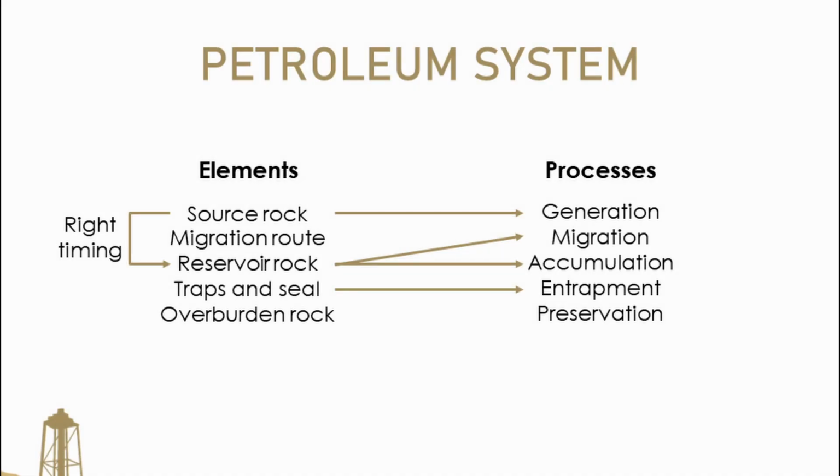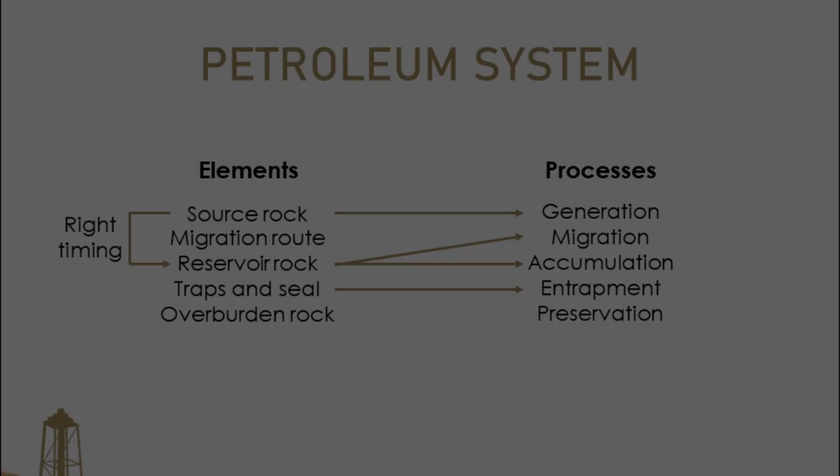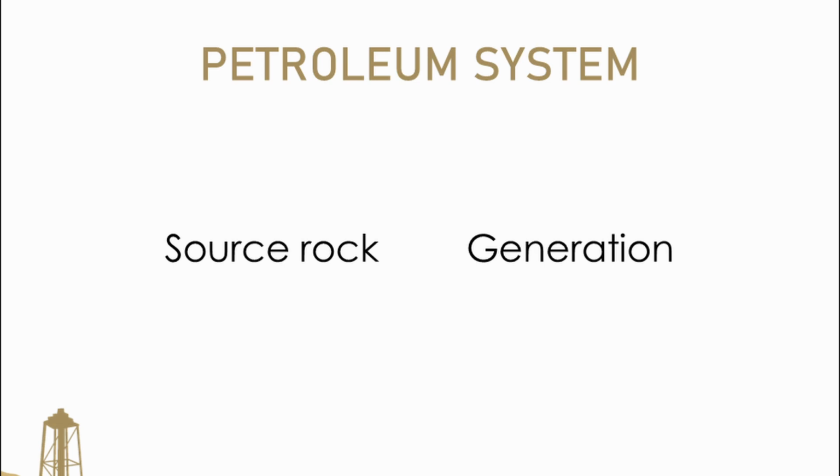There is a connection between elements and processes. For example, in source rock, petroleum generation takes place. Then it follows the migration route and the migration process starts. Then traps and seal cause the entrapment of petroleum. In reservoir rock, petroleum accumulation happens. The migration of petroleum needs to follow the right timing so that it traps below the seal in the reservoir rock after migration. Now let's try to understand how source rock generates hydrocarbon.